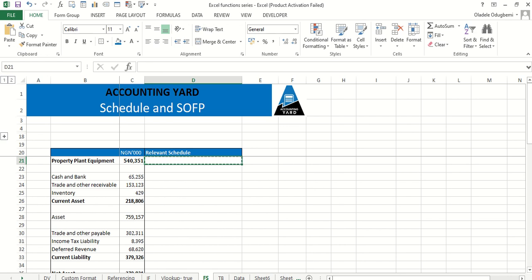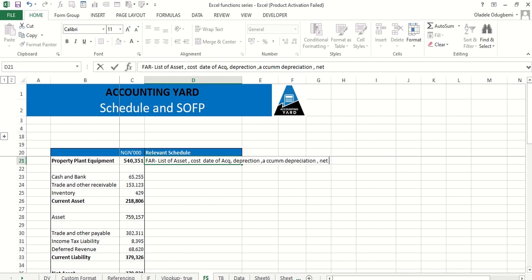For PPE, schedules that can give you comfort about exactly what is there: you have your fixed asset register, which some people call FAR, that shows you a list of all assets, their cost, date of acquisition, depreciation, accumulated depreciation, and net book value.